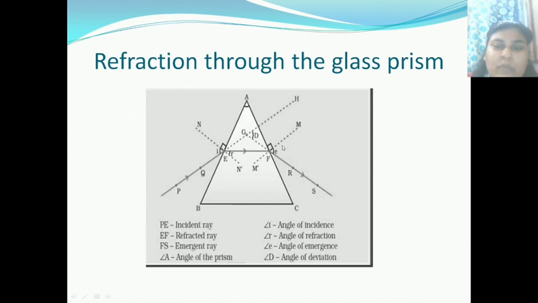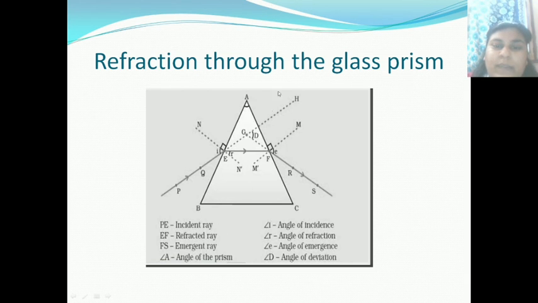So you can see it moves away from the normal and goes in the direction FS, and here FS is known as the emergent ray. Similarly, the angle between the normal and the incident ray is known as the angle of incidence. The angle between the normal and the refracted ray is known as the angle of refraction, and the angle between the normal and the emergent ray is known as the angle of emergence.